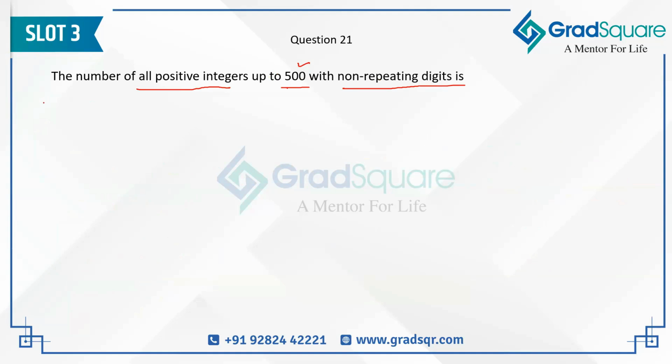So if I'm talking about single digit numbers, what are the single digit numbers? 1 all the way up to 9. Of course, there is no repetition of digits in this because there is only one digit. So how many numbers are we looking at? We are looking at 9 numbers as single digit numbers.